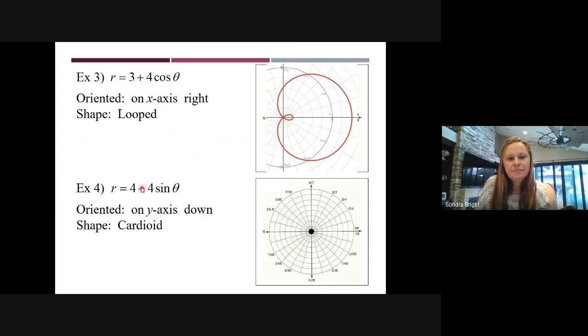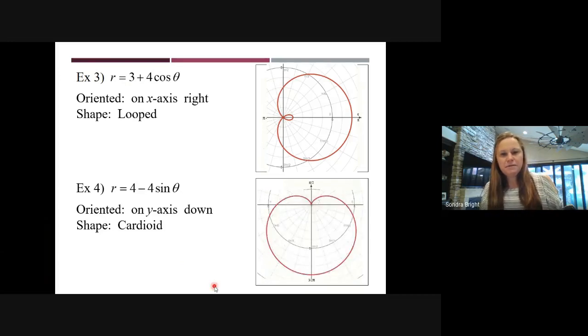The largest diameter will be 4 plus 4, which is 8. You'll go down 8 units, put a dot. And then you see how 4 minus 4 is 0? It's kind of like the looped, but you don't have a little loop down here. 0 just means your point's right there. Your bumps come from this first number 4. So you'll go right 4 and left 4, put dots. And then you'll just do a nice cardioid. All right, so we did looped, cardioid. Let's do the convex and dented also.